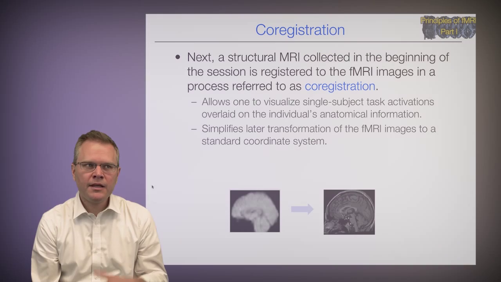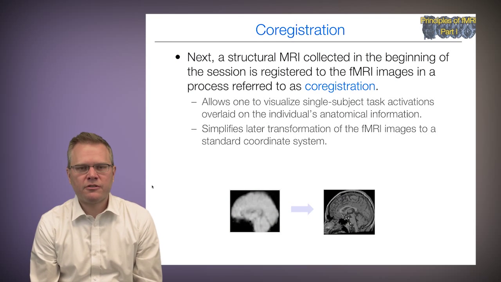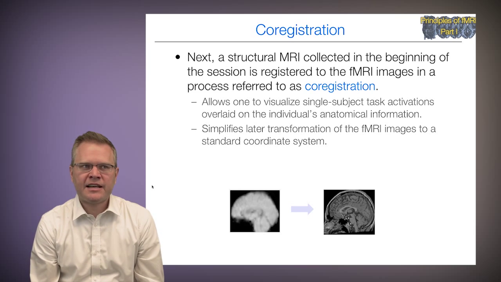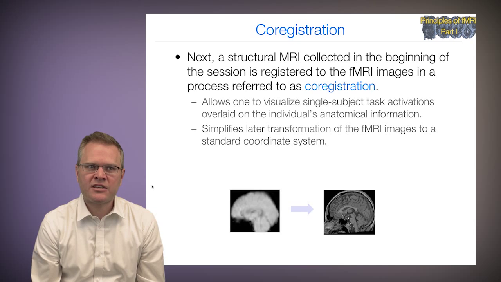After we do motion correction, a structural MRI that is collected in the beginning of the session is registered to the fMRI images in a process known as co-registration. Even though the structural image and the functional images are acquired during the same scanning session, they're often not completely aligned with each other, partly because they're measuring different things, but partly because people may have moved throughout the session. By co-registering the structural and the functional images to one another, this allows one to visualize single subject task activations overlaid on the individual's anatomical information.